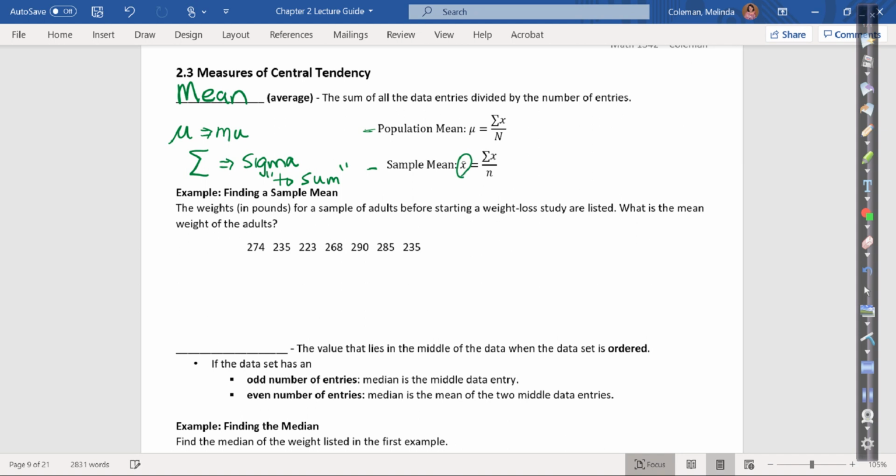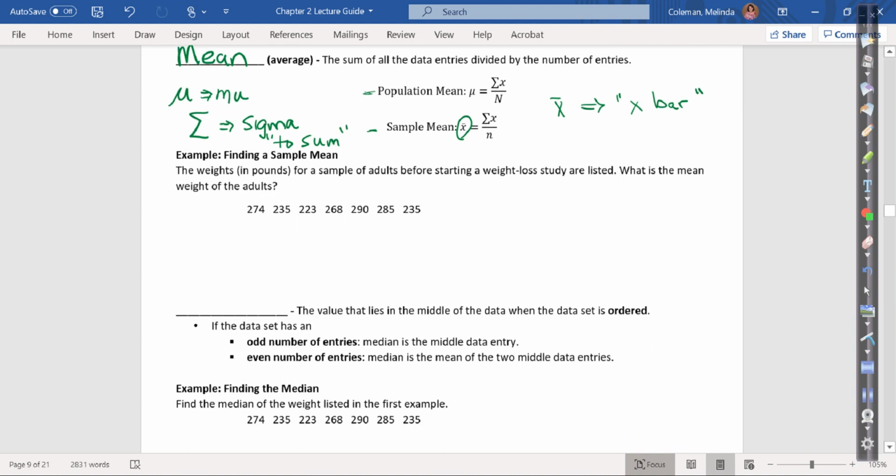This symbol right here, that looks like an X with a bar on top of it, is read exactly that way, X bar. So we read this as X bar. We also tend to interchange. So sometimes you'll hear X bar, sometimes you'll hear mu. It can be confusing, just because people don't know whether you're talking about the population or the sample. So depending on which one you're talking about is what people will say. But if you look at the formulas, you notice it's exactly the same formula.